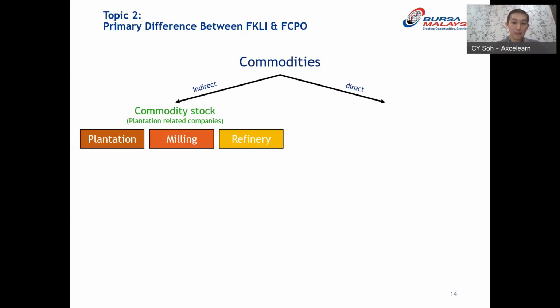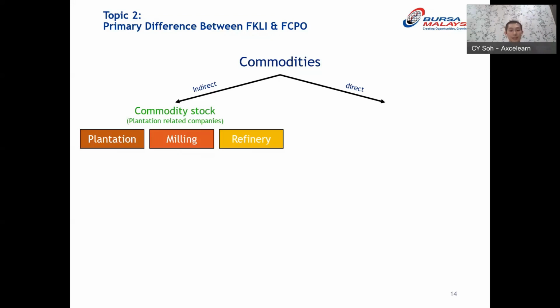There are many plantation companies for you to choose from, and different plantation companies have different focus in the plantation business: plantation, milling, or refinery. Some of them have a lot of plantation business, but their milling business is actually very small. Okay, which is why when FCPO goes up, they don't really benefit from the FCPO price. Whereas some plantation companies benefit very well, especially when FCPO goes up a lot.